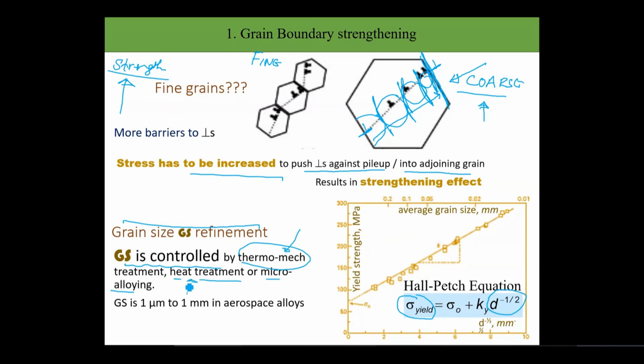You could just do the heat treatment, I mean by heating up the material and cooling it in a certain way to refine the grain size, or you could add micro alloying elements that basically control the grain size of the material. Grain size could vary from 1 micrometer to 1 millimeter in aerospace alloys, resulting in difference in strengths that could be achieved. So this is one of the strengthening mechanisms that is being utilized in material science.